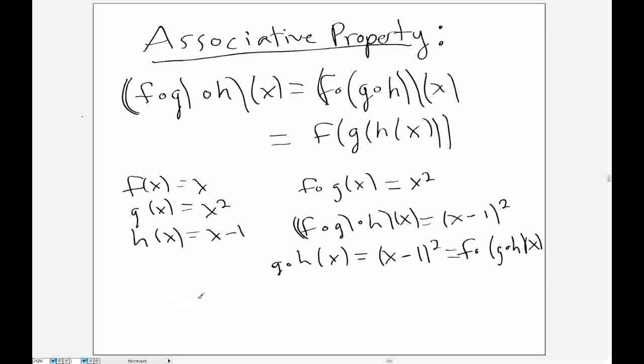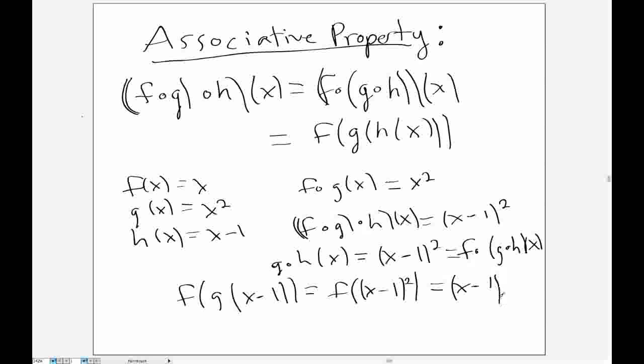And then for the last condition, g of h of x, which is just (x minus 1) squared, is equal to f of (x minus 1) squared, which is once again just equal to (x minus 1) squared. So they're all equivalent, like the associative property says.